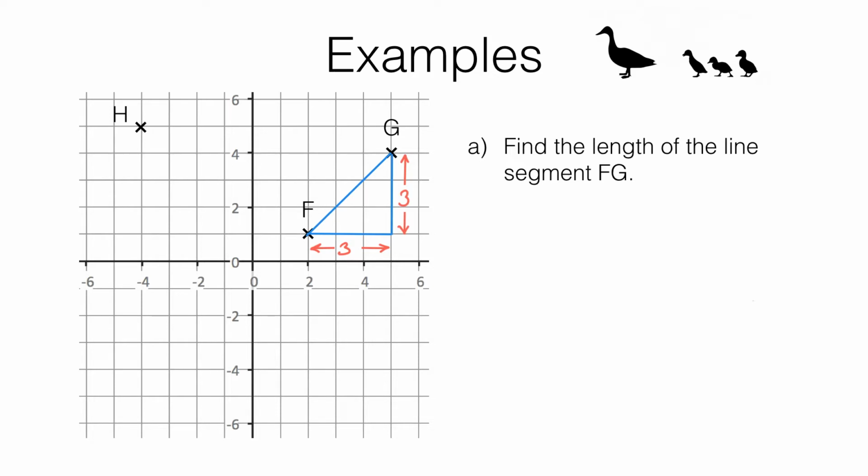If you are familiar with Pythagoras' theorem, you'll know that 3 squared plus 3 squared will give us this length squared. So to get just the length FG, we need to square root that. Now 3 squared is 9, so 3 squared plus 3 squared is 18. So the length of FG is the square root of 18. This can be simplified to 3 root 2. So its length is 3 root 2 units, where a unit is just the length of the sides of one of these squares here. Let's move on to the next example.